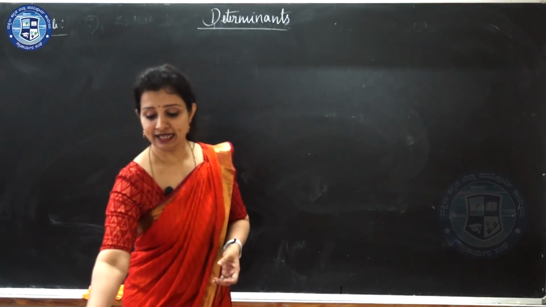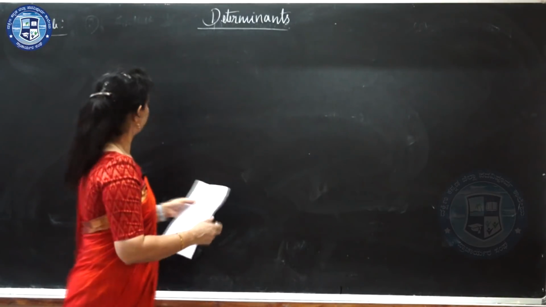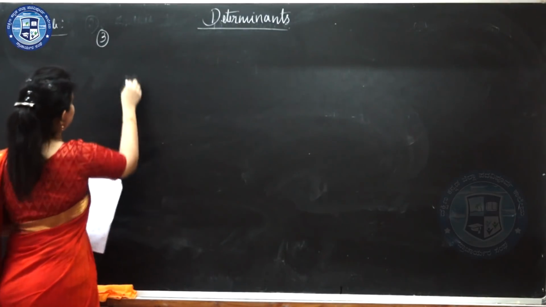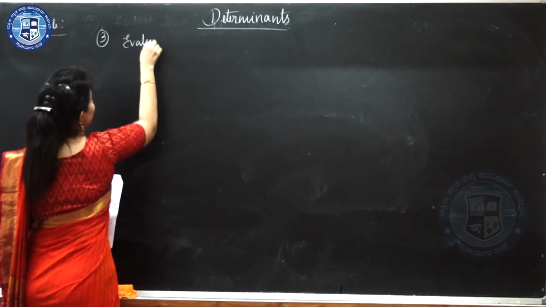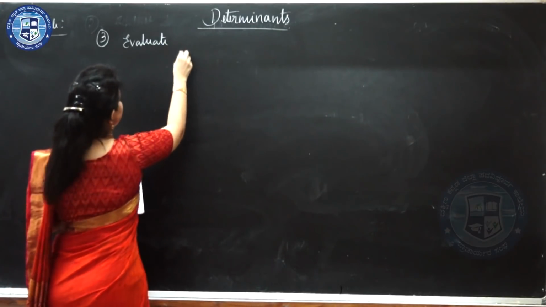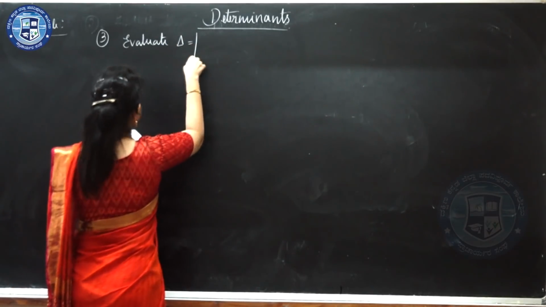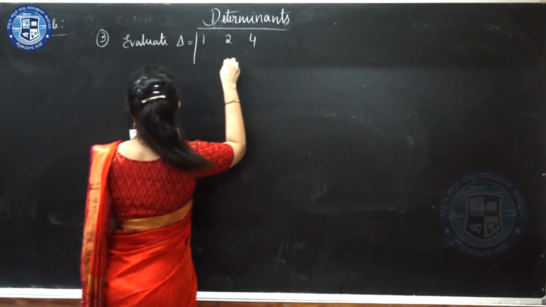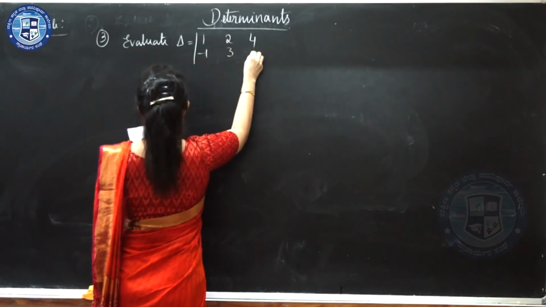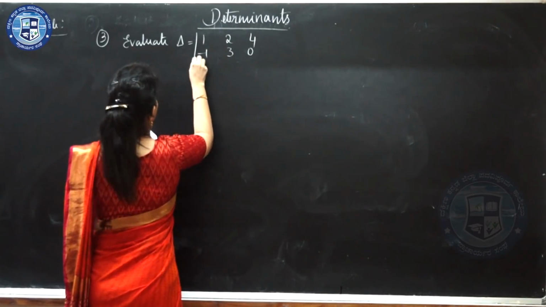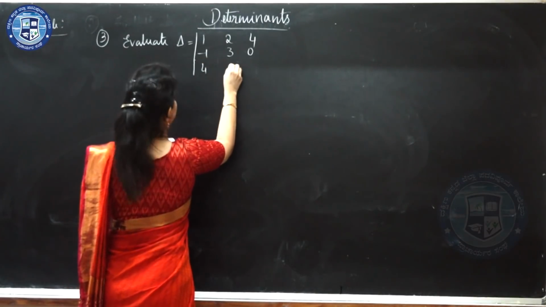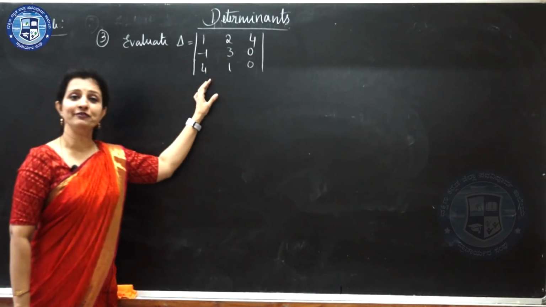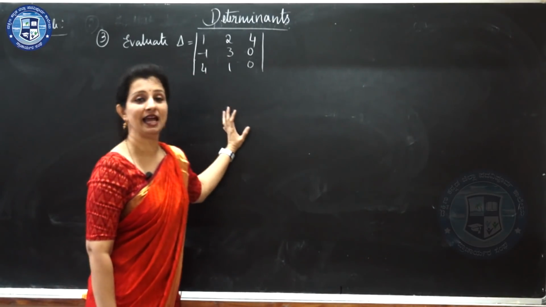Okay, so let's see the next example. Example 3. Evaluate delta equals the determinant with rows 1, 2, 4; minus 1, 3, 0; 4, 1, 0. Look at this. We need to evaluate, meaning find the value of this determinant. It has 3 rows and 3 columns.